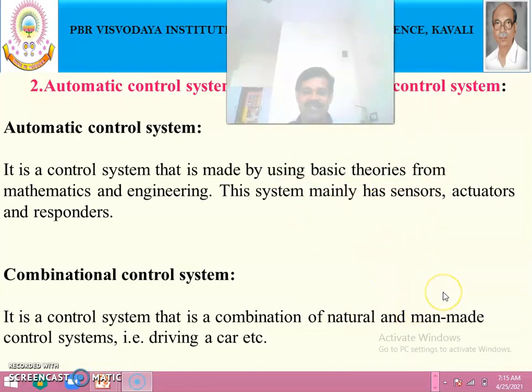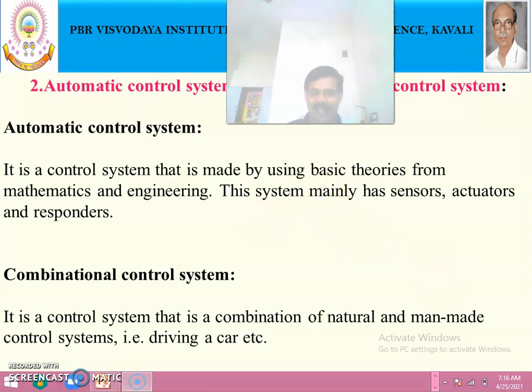So what is a combinational control system? Already we have seen what a man-made control system is and what a natural control system is. A combinational control system is a combination of a natural control system and a man-made control system. An example is driving a car. A car is a man-made control system, and a man is a natural control system. A natural control system is controlling a man-made control system, so it is called a combinational control system.